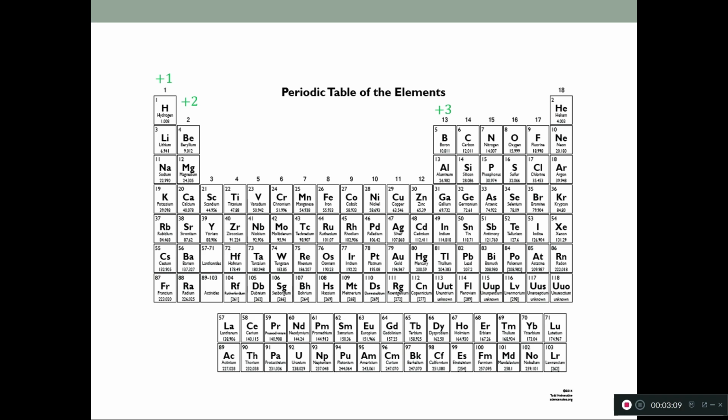Then the carbon column, I always call it kind of the wild card column. It can take on multiple different charges. Then the 15th column, which is main group 5A, that's the nitrogen column, always gets -3, the oxygen column -2, and the fluorine column -1. So these are pretty reliable and predictable charges for a lot of the elements in these columns here.